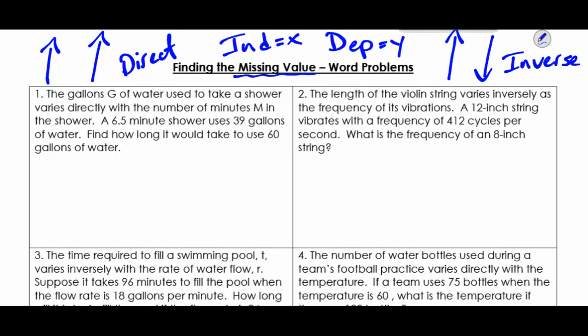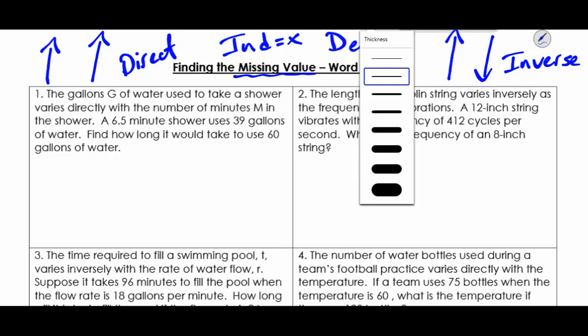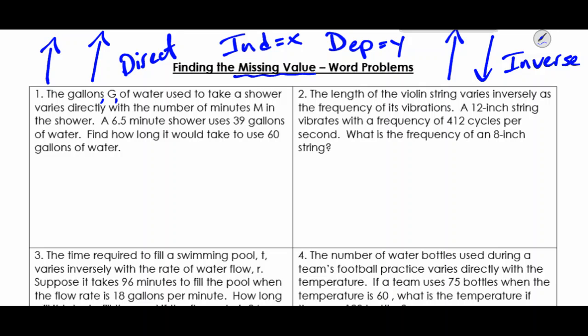The first one says that the gallons G of water used to take a shower varies directly with the number of minutes M in the shower. It should make sense. Actually, we don't even need them to tell us that that's correct. As you shower more, you use more water. As the showering time goes up, so does the number of gallons of water used. So they both go up together. That's direct variation. A 6.5-minute shower uses 39 gallons of water. How long would it take for you to use 60 gallons of water?